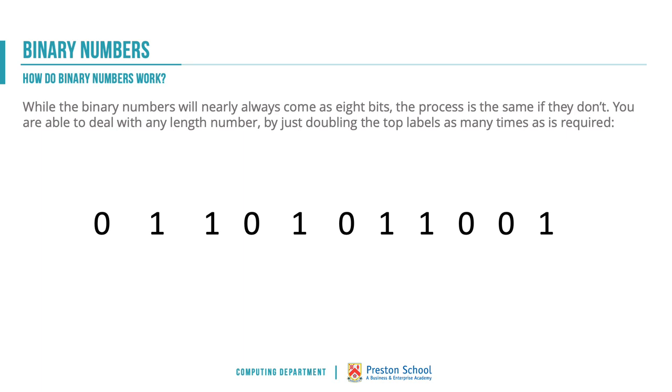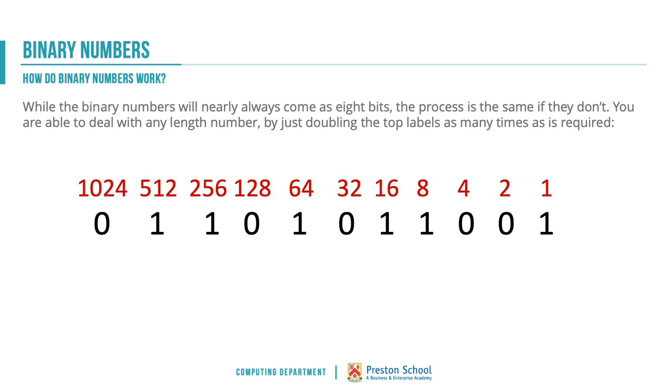Now, as I said, binary numbers always come in 8 bits. However, if they didn't, it would be exactly the same process. Step 1, label the numbers from right to left, doubling each time. Step 2, write down all of the numbers that are switched on. Step 3, add them up, and there is your answer.